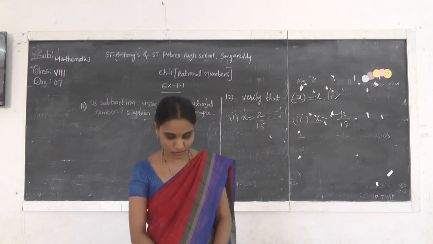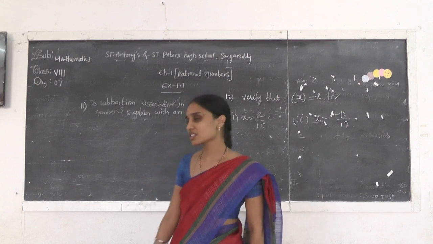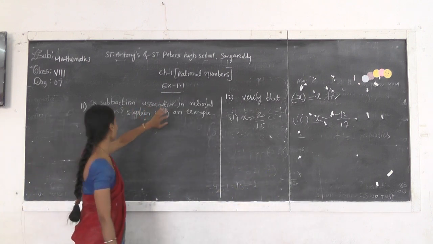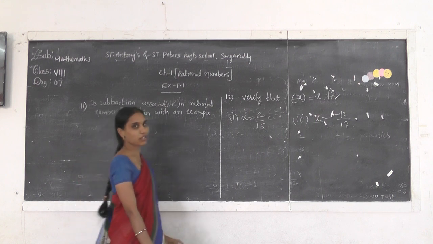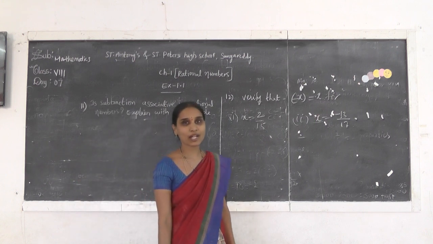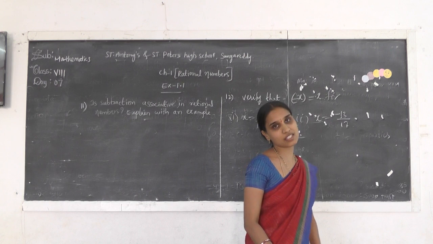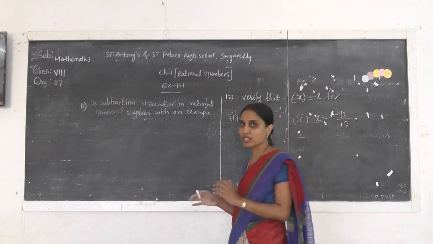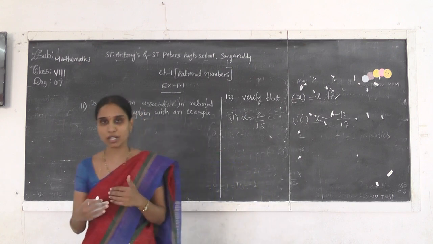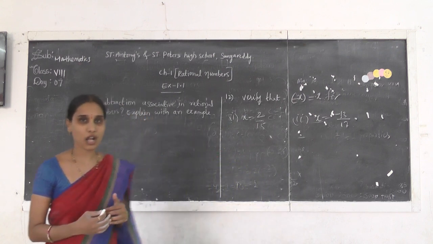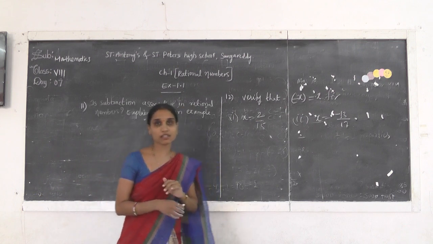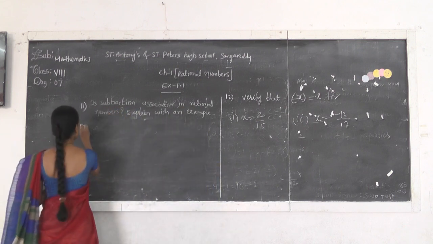Now we will continue today with question number 11. What is it? Is subtraction associative in the rational numbers? Explain with an example. So what is the associative property? Interchange the brackets in between the three numbers. If you interchange the brackets in between the same numbers, when you simplify it, it will become the same answer. So now, what is the question? By taking an example, explain the solution.